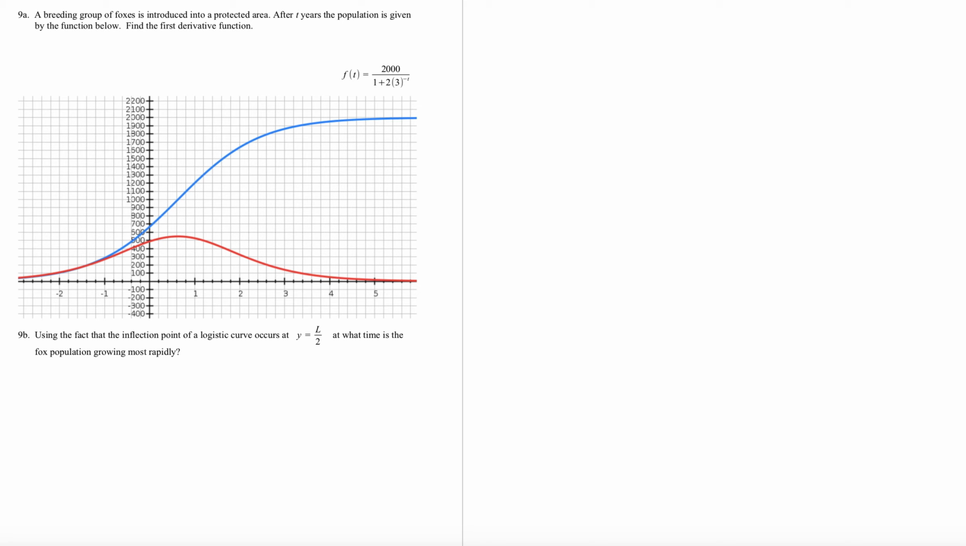A breeding group of foxes is introduced to a protected area. After t years, the population of the foxes is given by the function below. Can you find a formula for the derivative that's pictured?